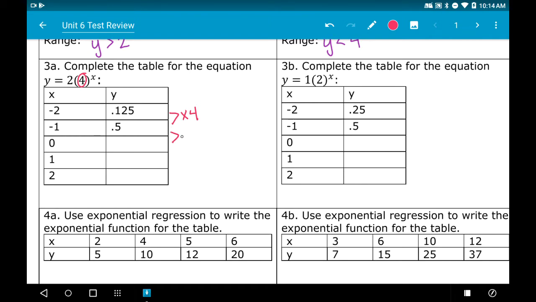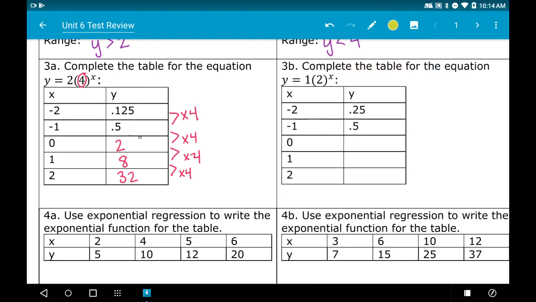And then we just have to keep this going. So times 4. So 0.5 times 4 is going to be 2. Then 2 times 4 is going to be 8. And 8 times 4 is going to be 32. So that is all you have to do. You just have to figure out what this rate that it's changing. You multiply the numbers by that number to get to your next values.